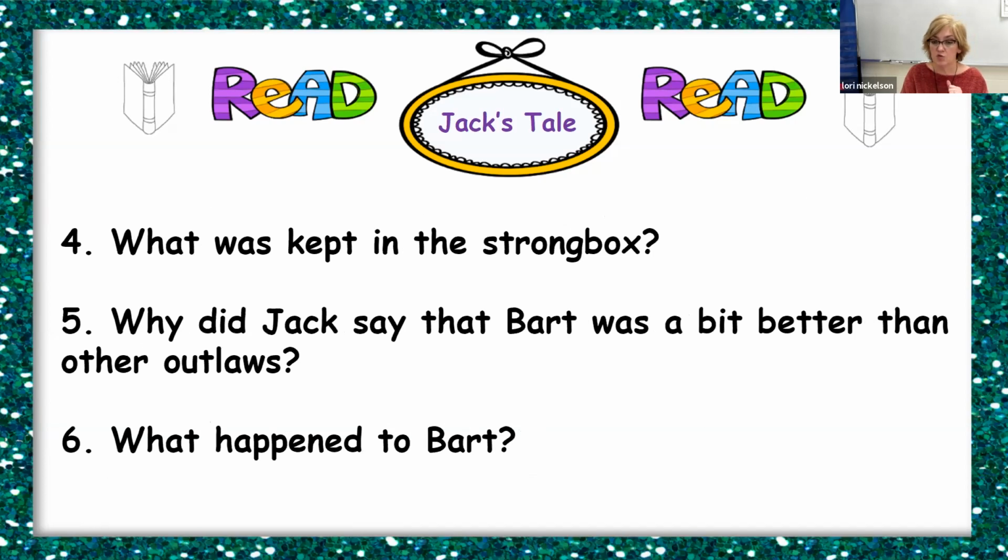What was kept in the strong box? Remember, the strong box is where they kept the cash, right? Important things. Why did Jack say that Bart was a bit better than other outlaws? Because he had manners. He would tip his hat, right? Yes. Whatever happened to Bart? He did get nabbed. He had to be put in jail and he stayed there a long time, but they let him out, right? Yes. He got out and he didn't have to do time again because he stopped robbing.